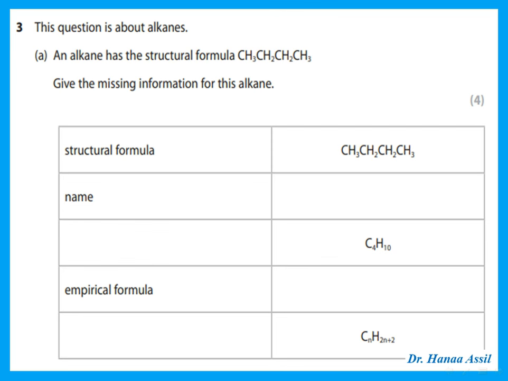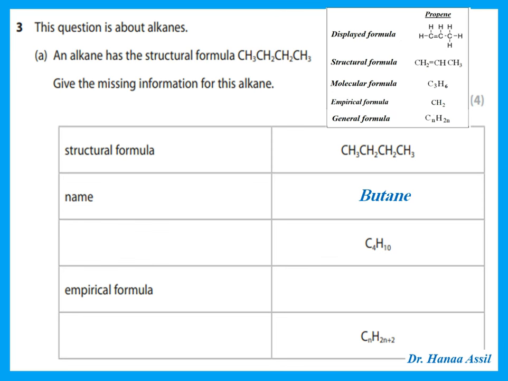Question 3 is talking about alkanes, and he gives me the structural formula of an alkane. What is the name of that formula? Of course, to name an organic compound, we count the number of carbons. So this has 4 carbons, so that means its name should start with but, and then this is an alkane, so this is butane. And then he's saying, what is C4H10?